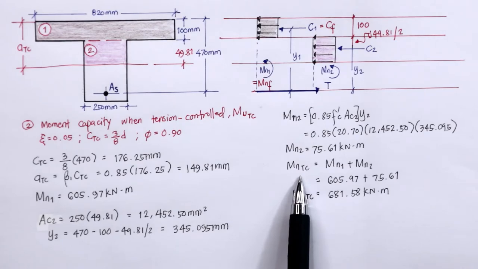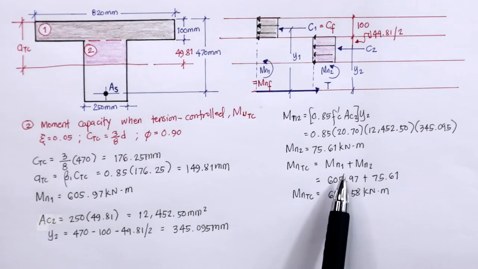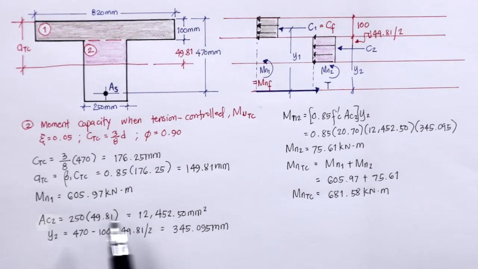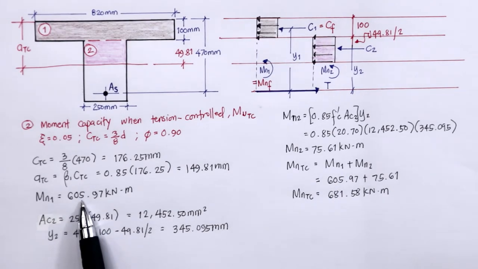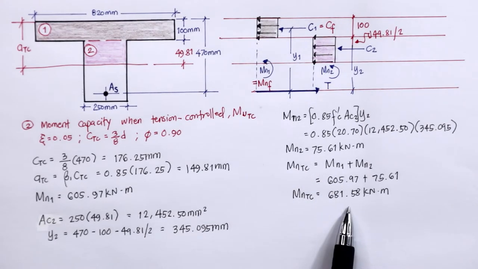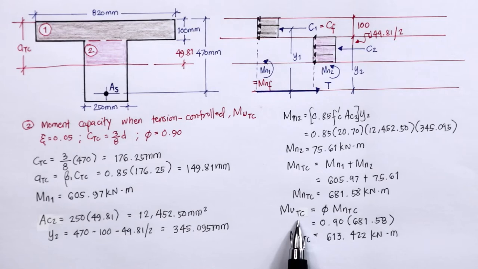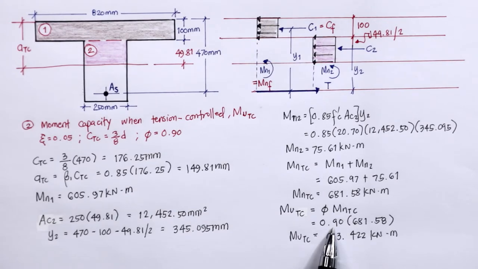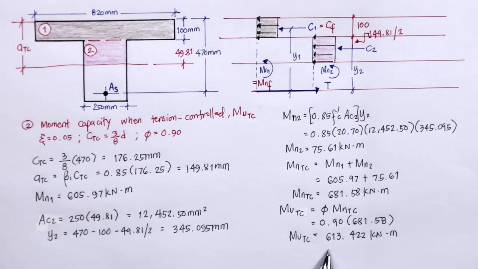Para makuha yung total value ng nominal moment when tension controlled, equal lang siya sa MN1 plus MN2. MN1 is 605.97 plus MN2 75.61, then the value of Mn when tension controlled is 681.58 kilonewton meter. Para makuha yung ultimate moment capacity when tension controlled, equal lang siya sa reduction factor MnTC. Reduction factor when tension controlled is 0.90 multiplied by 681.58. Therefore, the ultimate moment capacity when tension controlled is 613.422 kilonewton meter.